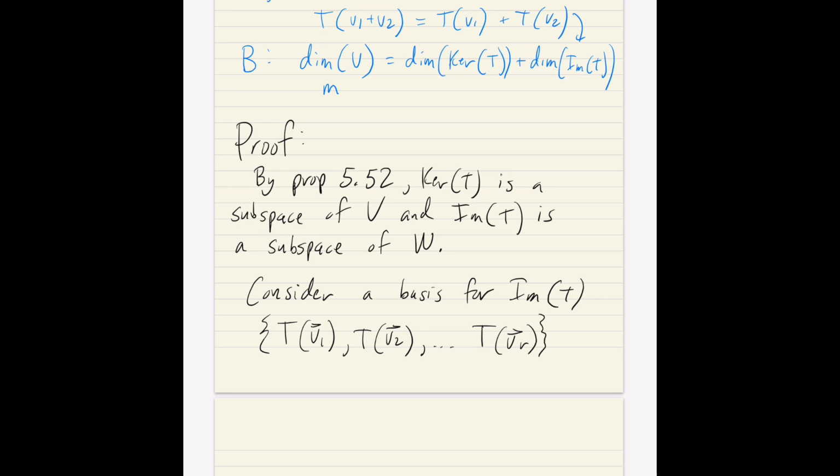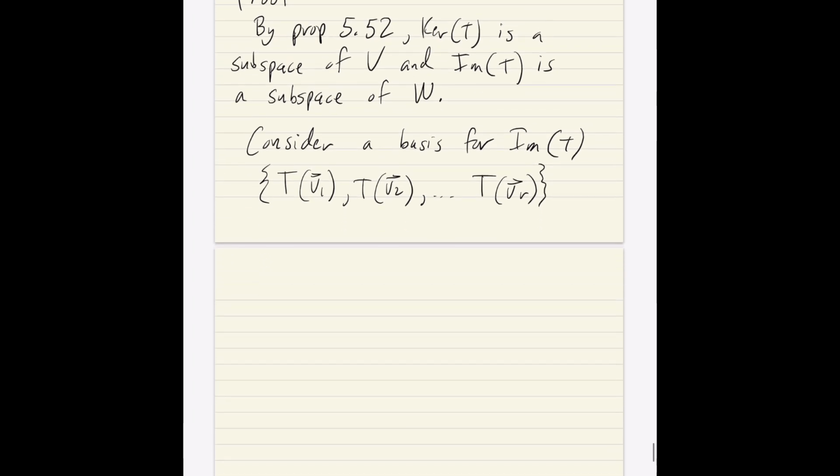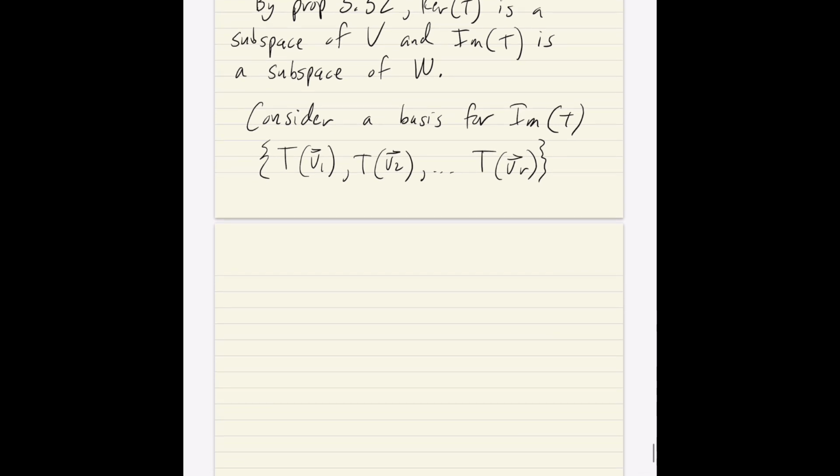And then let's also consider a basis for the kernel. Remember, the kernel is just the set of the inputs that cause the linear transformation to be equal to 0. So we'll do the same thing. Consider a basis of the kernel of T. And we'll just create a bunch of vectors. We'll call it U1, U2, all the way, and then we have maybe a different amount in there. Let's just use S, U sub S.